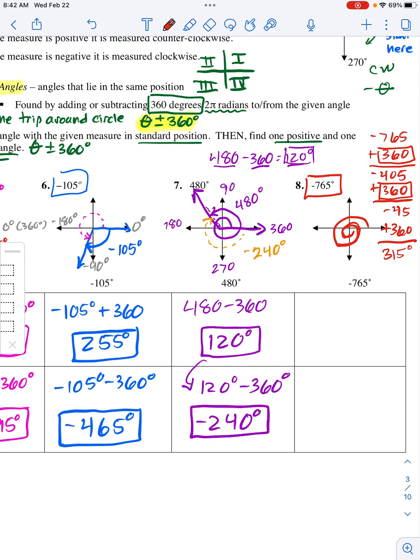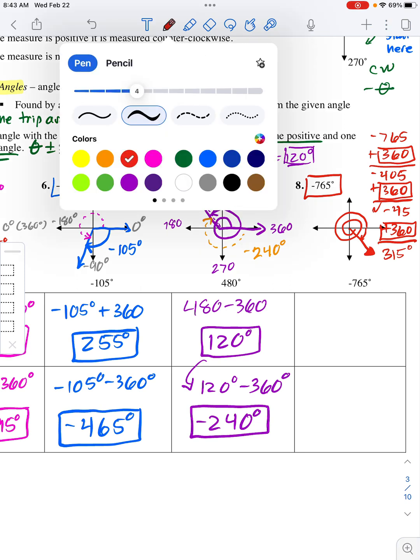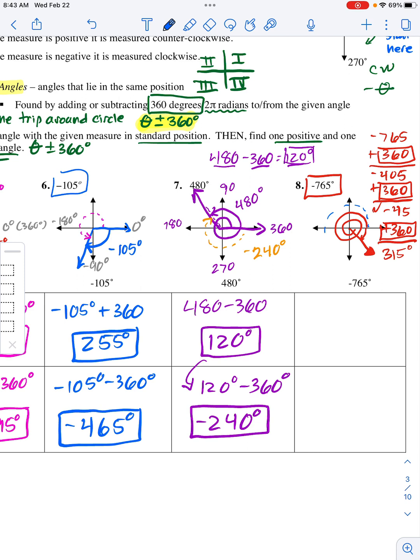Starting at the very beginning, I'm going to start my spiral over so you can see me doing it all at one time. I need to go around 3 times. So I'm going to go once, 2 times, that's 720. And then I still have to go 45 more. And so that's going to put me here. And that's where that negative 45 is, because that would be going down 45 degrees. Or I could have gone this positive 315.